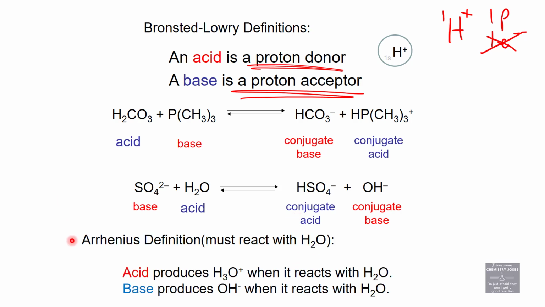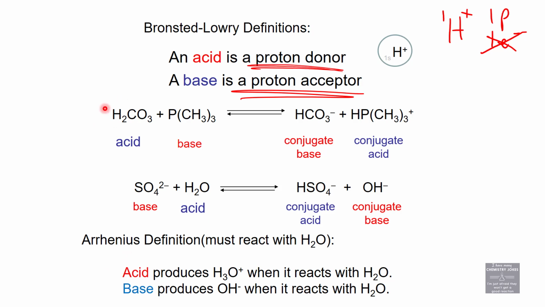There's also an Arrhenius definition of acid. An Arrhenius acid must react with water, and it always produces H3O plus in aqueous solution. And an Arrhenius base always produces OH minus when it's in aqueous solution. So these definitions of Bronsted-Lowry are what we're going to use most often, but we'll see Arrhenius on occasion also.